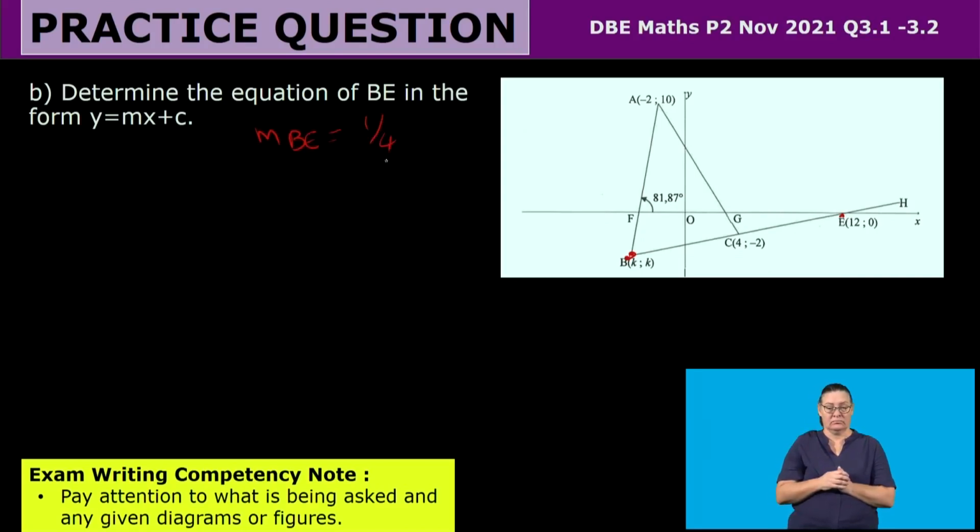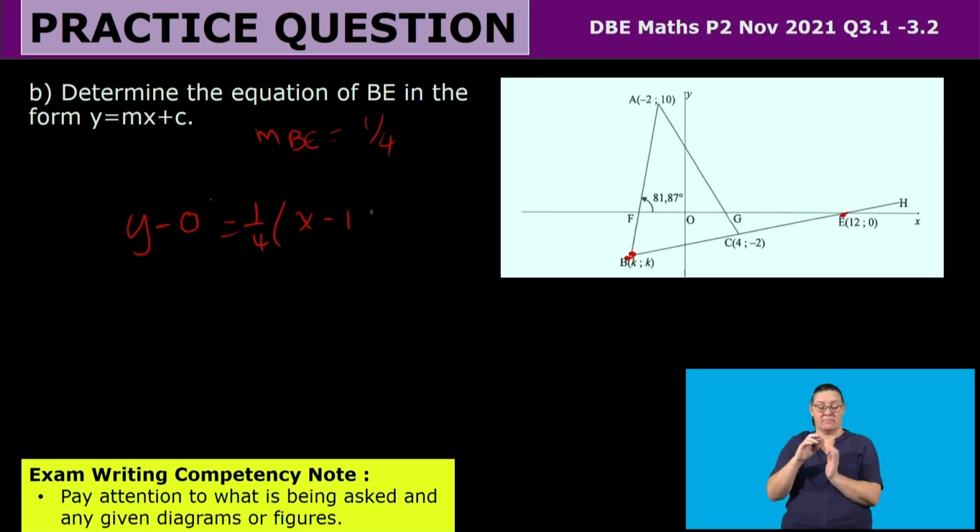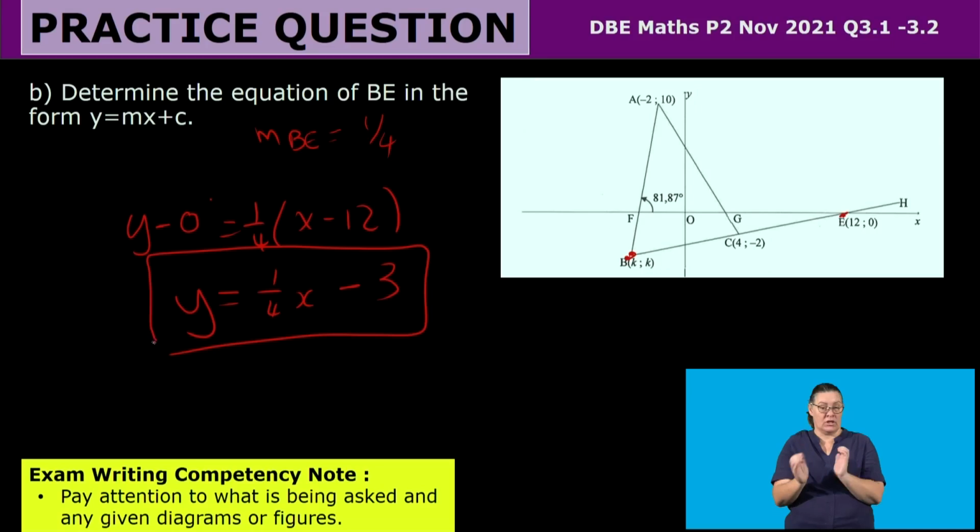So therefore now the equation, we can use either the coordinates of E or C. Let's use E. So it's going to be y minus 0 is equal to a quarter into x minus 12. So this will be a quarter x minus 3. And that is the equation of this line BE. It's a quarter x minus 3.